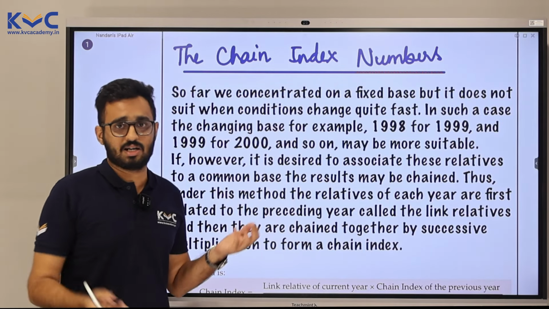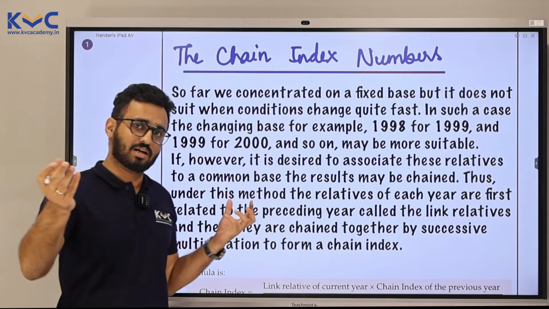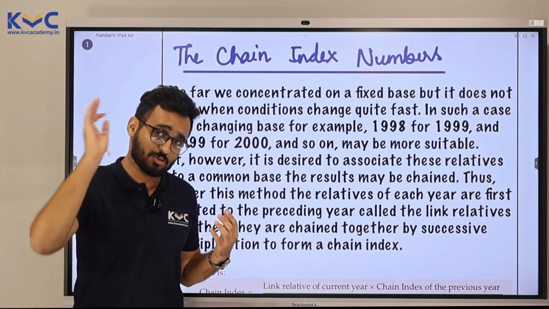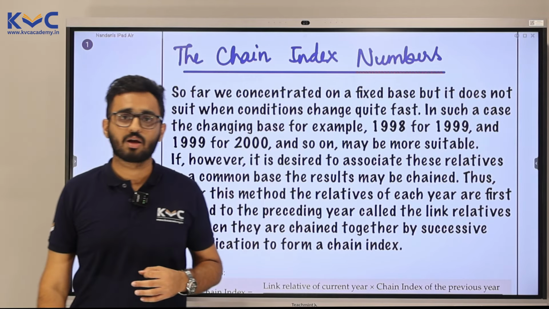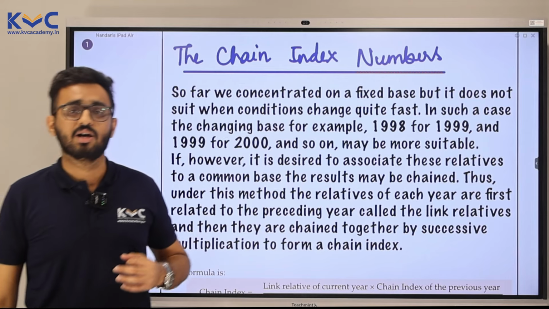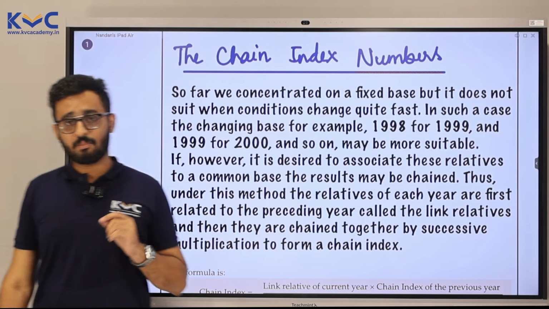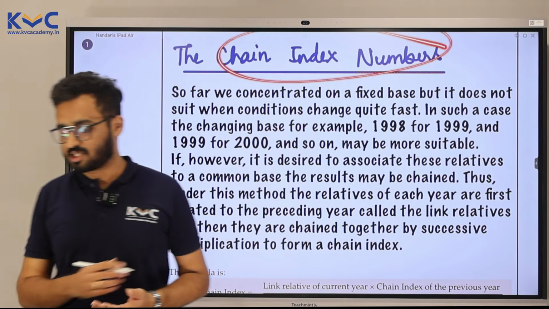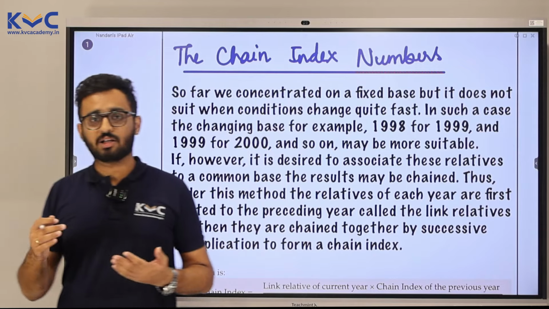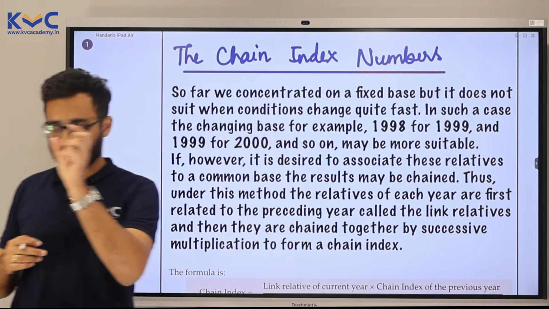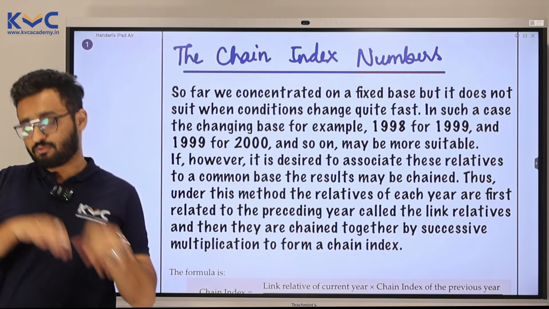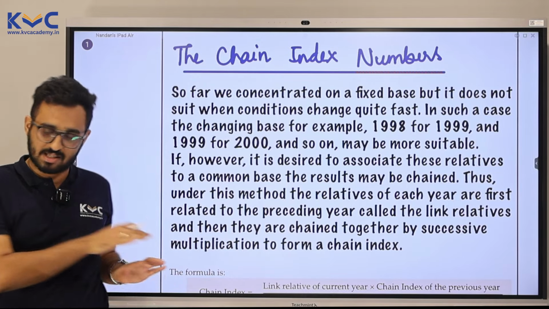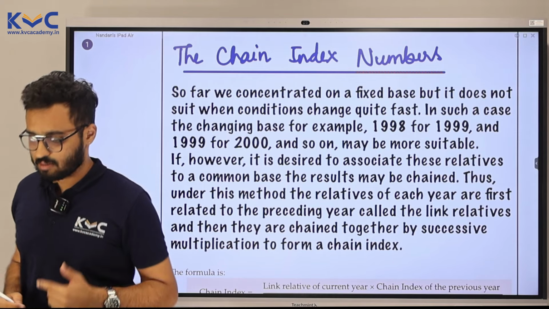See 1984, 1985, if you take those figures and continue the index till 2000, 2010, 2020, 2025, 2026 that we are right now, doesn't make any sense, right? Isn't it? So that being the case, we might need something called a chain index number. That means it keeps on continuing, the base keeps on shifting. So in such a case, the changing base, for example 1998 for 1999 and 1999 for 2000. So for 2000 we are taking 1999 as the base, and so on, may be more suitable.